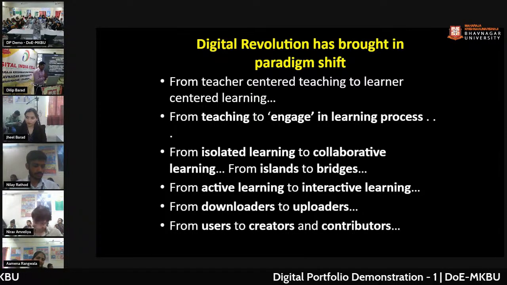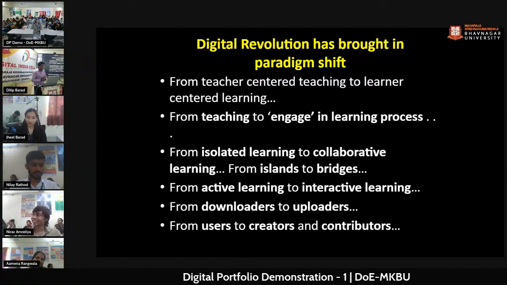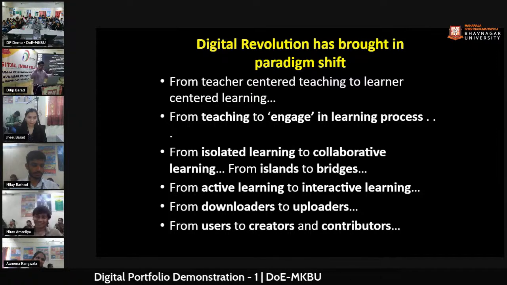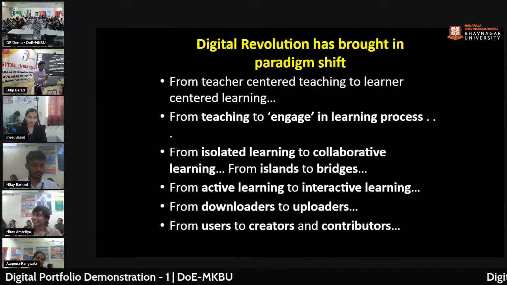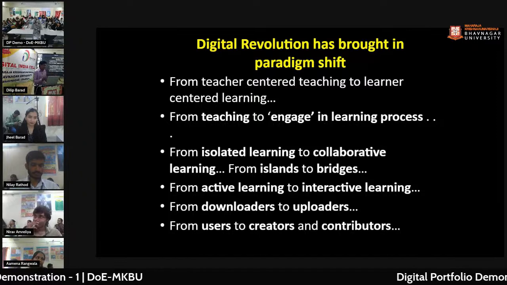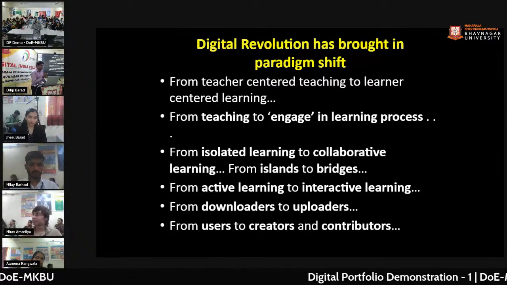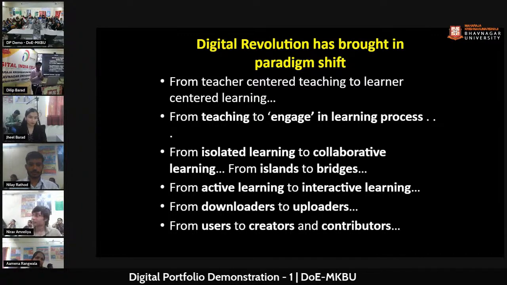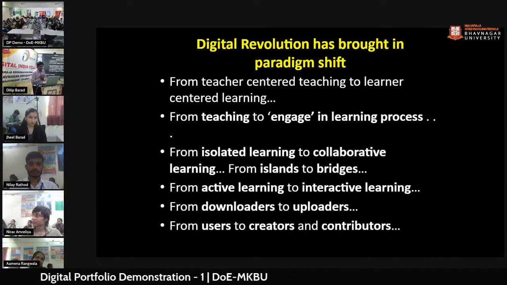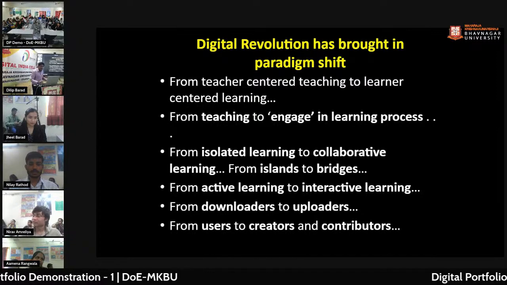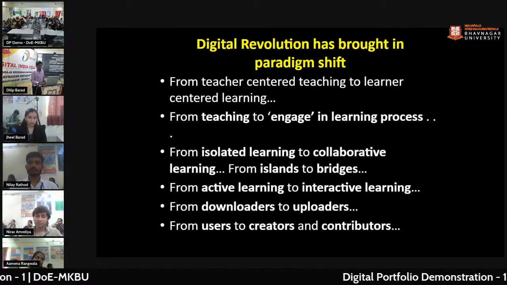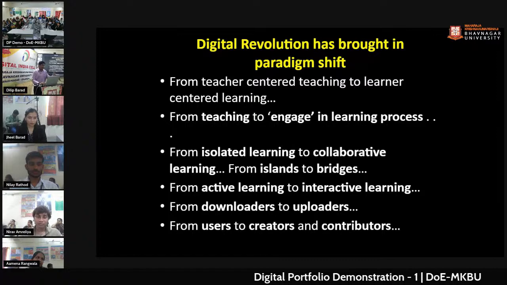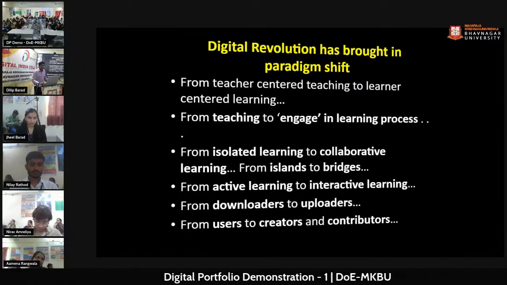So our aham or ahankar also gets melted away when we have a system where we become a better human being, where we help each other. We understand the very worth of collaborating with everybody, which is the key thing in the digital era also. So, from active to interactive learners, and from users to not only users but creators and contributors, that one can also become by this.